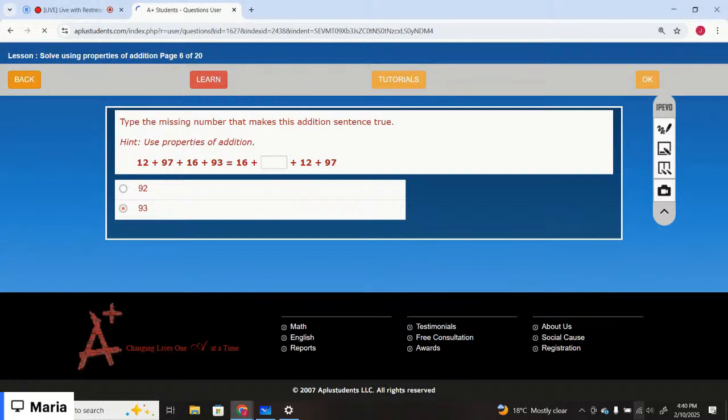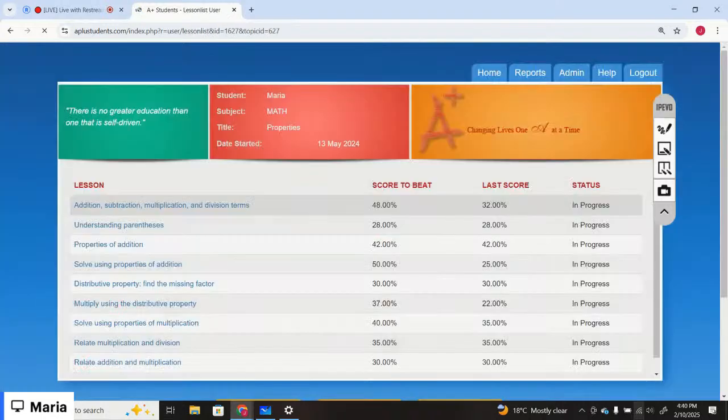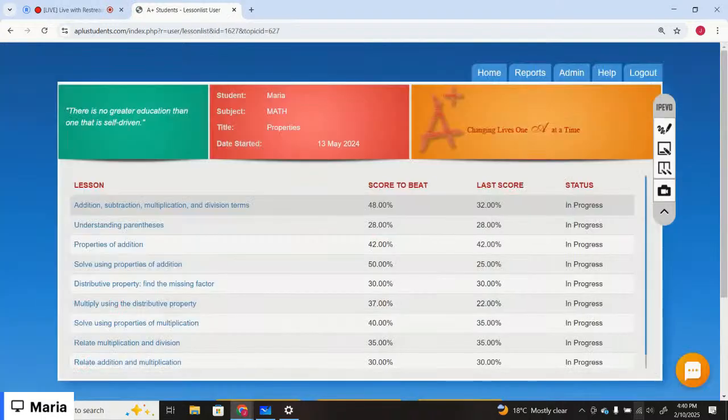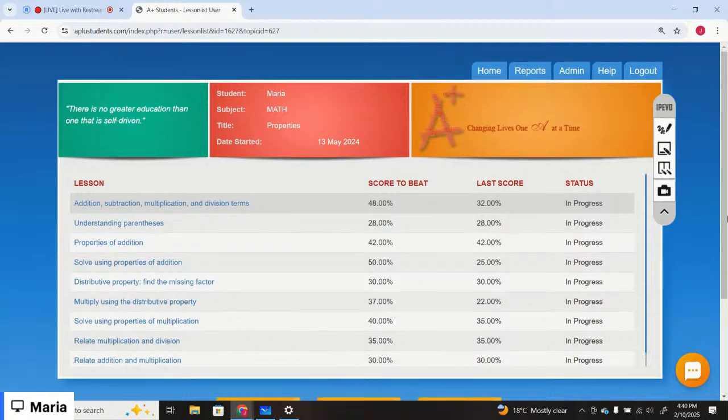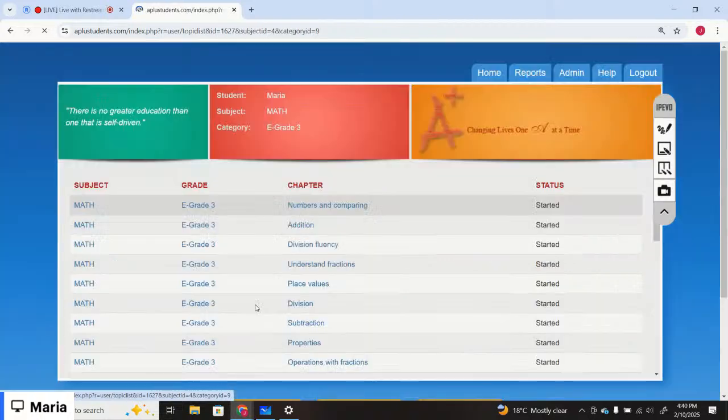So we were working on grade 3 math. The chapter we are working on is properties. The lessons we have covered today are addition, subtraction, multiplication and division terms, understanding parenthesis, properties of addition, and solve using properties of addition. So please make sure before the next session you can complete all the practice questions for the lessons we just did. That is your homework until next session.